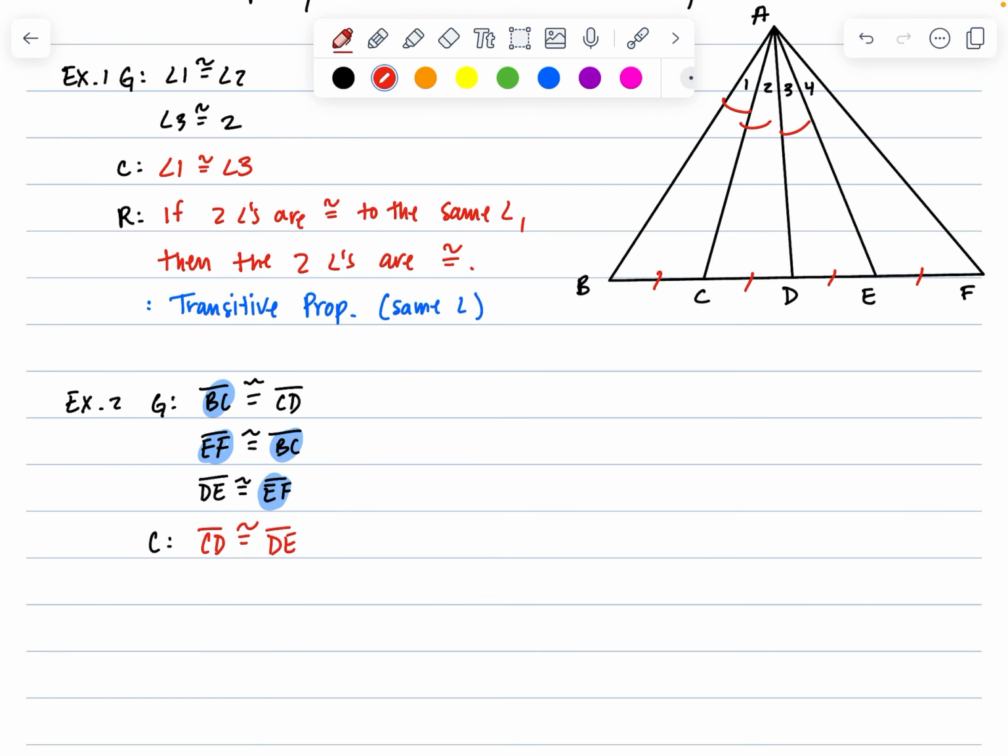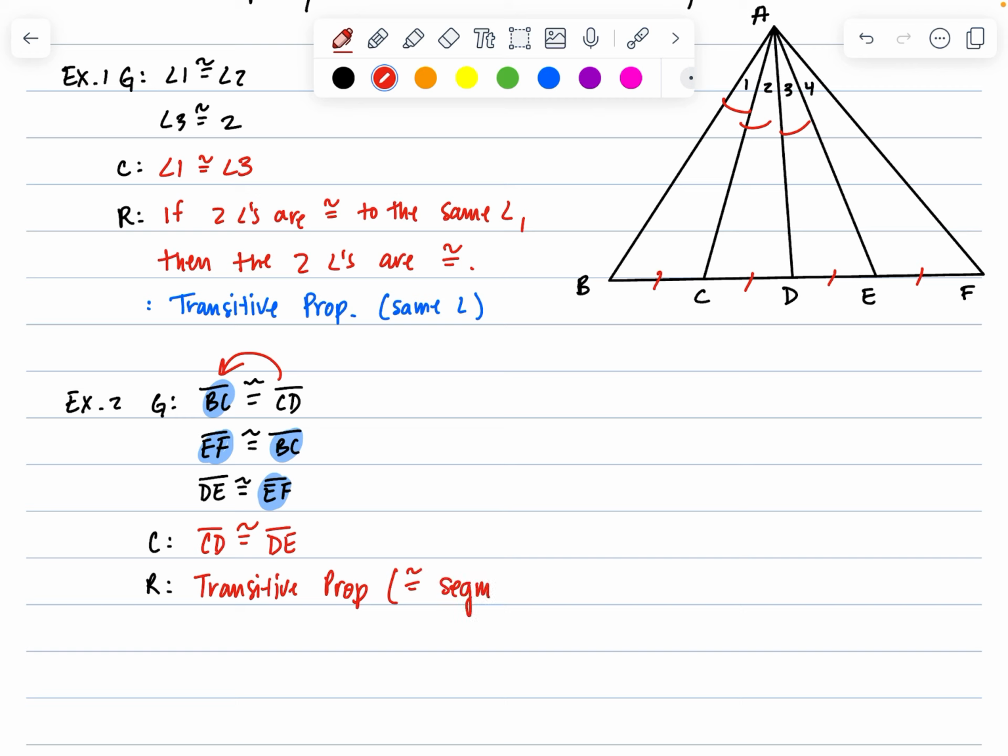Now, what's CD congruent to? CD is congruent to BC. What is DE congruent to? DE is congruent to EF. Are those the same angle or same segment? No. So the reason here is different. This is still the transitive property because that information is transferring from one segment to another. So this is still the transitive property, but it is for congruent segments.